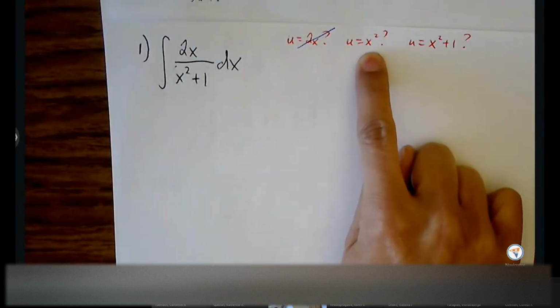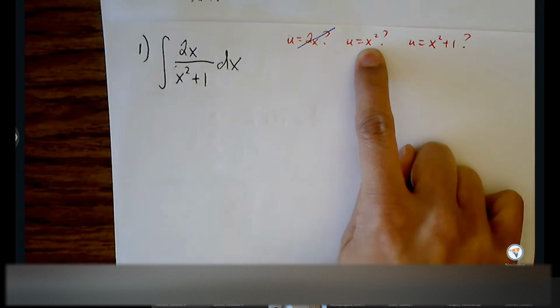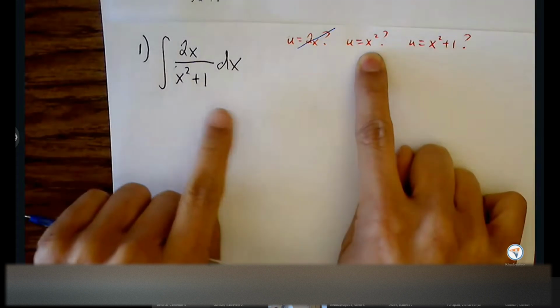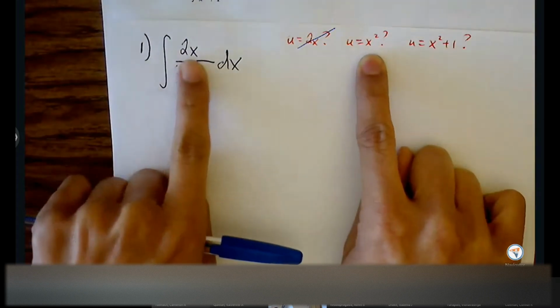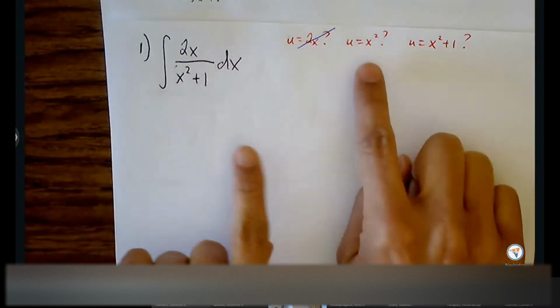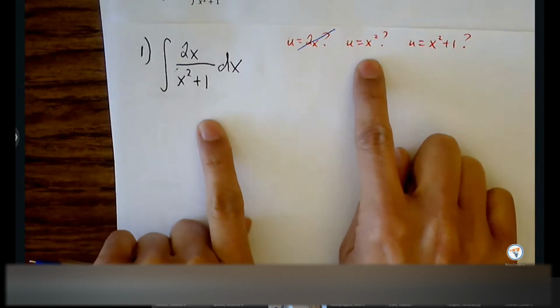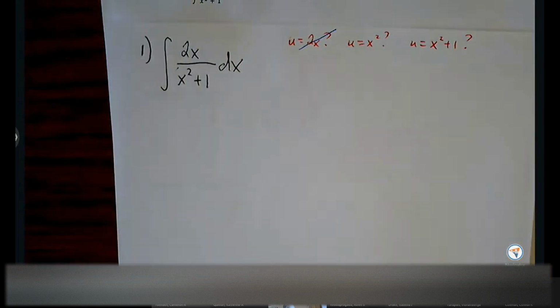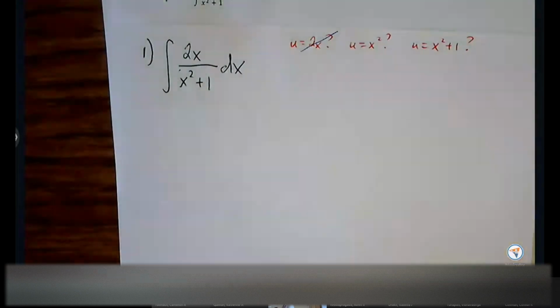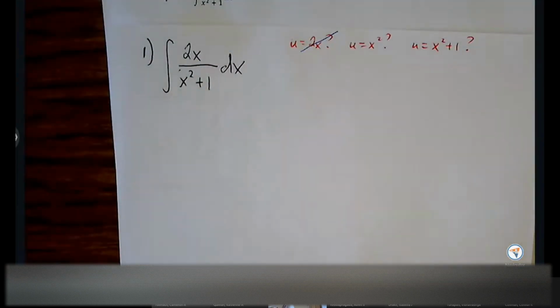X squared, I think some of us may think that's a good fit because the degree is ideal, right? X squared is a good fit because the derivative will handle that 2x. But here's the issue. We have not allowed the u value to be a significant portion of the problem. If you just let the u value be just x or just x squared, you haven't changed the problem a lot.